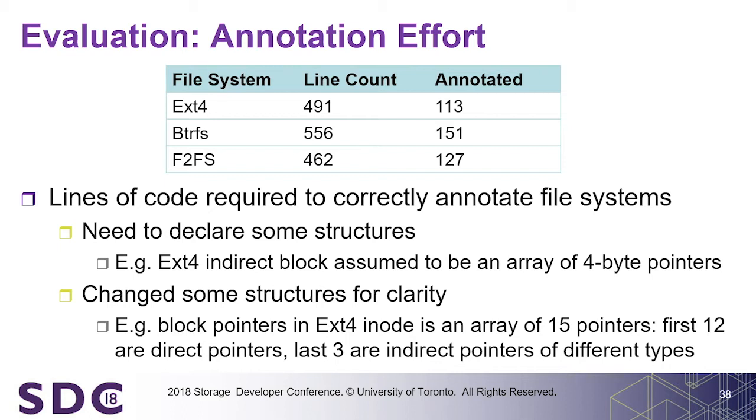We need to declare some metadata structures that were not declared at all. Such an example would be the ext4 indirect block, which the code assumes is an array of pointers. So we also made minor changes to some structure definitions for clarity. In particular, when a single type definition is used across multiple different types. So for example, the block pointer in ext4 inode is an array of 15 pointers. The first 12 are direct block pointers, while the last 3 are indirect pointers of different types.